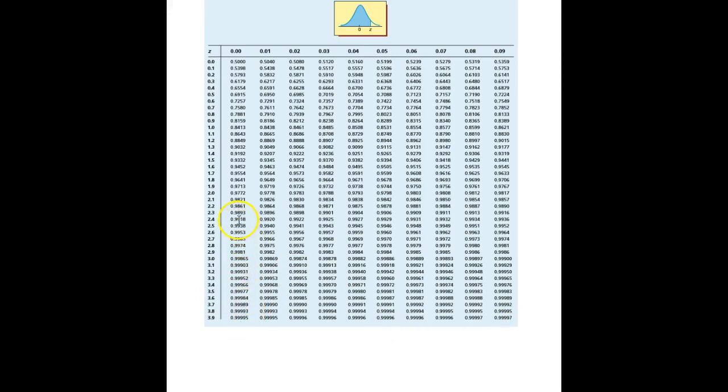Start here, getting to 0.97. Okay, we've just passed it, 0.9713. Going over, 0.975, we found it. So this is where 0.975 is to the left, or 0.025 is to the right. What is our z-value? 1.96.